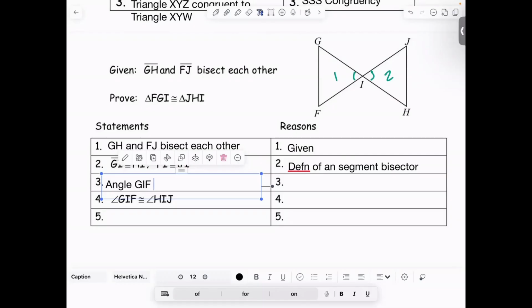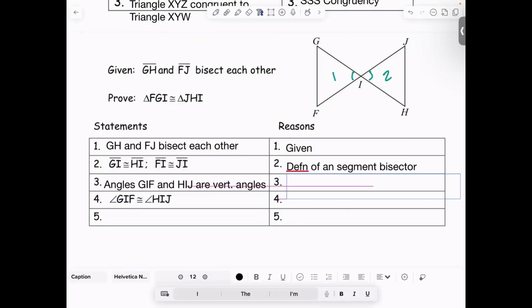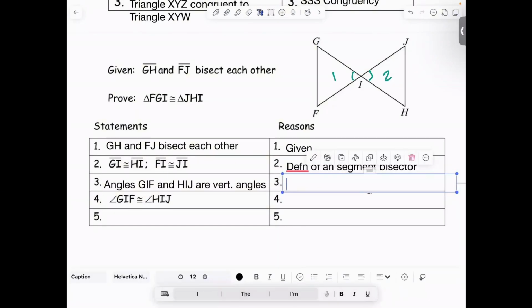I'm going to say that angle GIF and HIJ are vertical angles. All right. Let's be proper with English. And then we just say, here's another definition, right? So we know vertical angles are created by two intersecting segments or lines, and we can actually say they're congruent to each other, but that's using the vertical angle theorem. So the first thing we'll do is say definition of vertical angles. Okay.